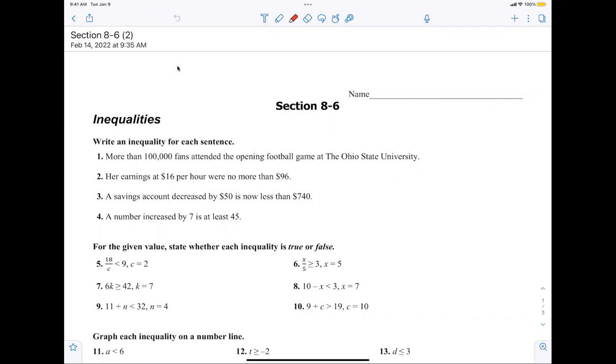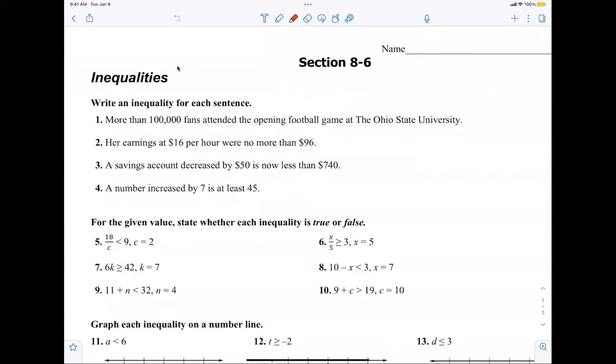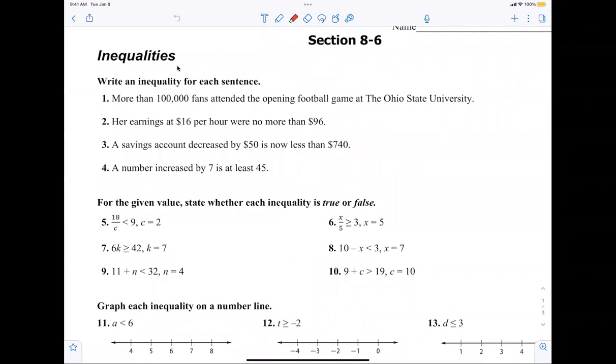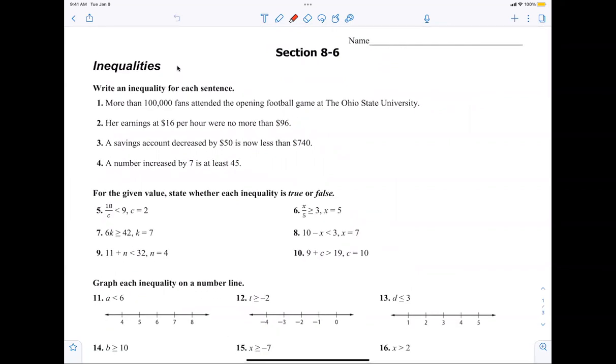So here we go. Write an inequality for each sentence. More than 100,000 fans attended the opening football game. Let's start with Mike. X is greater than 100,000. What does the greater than symbol look like?